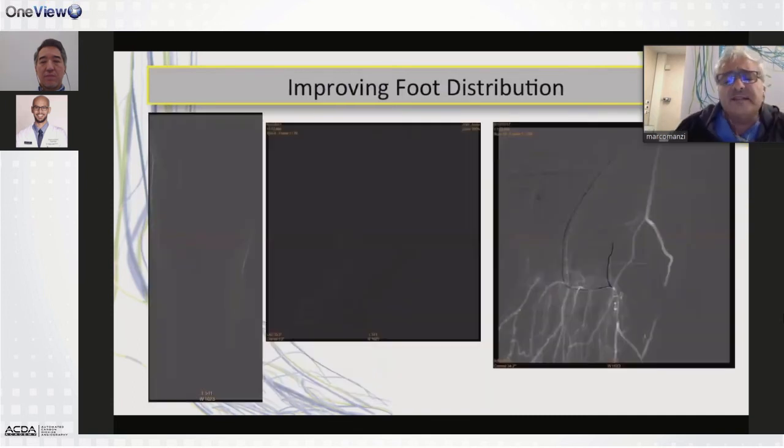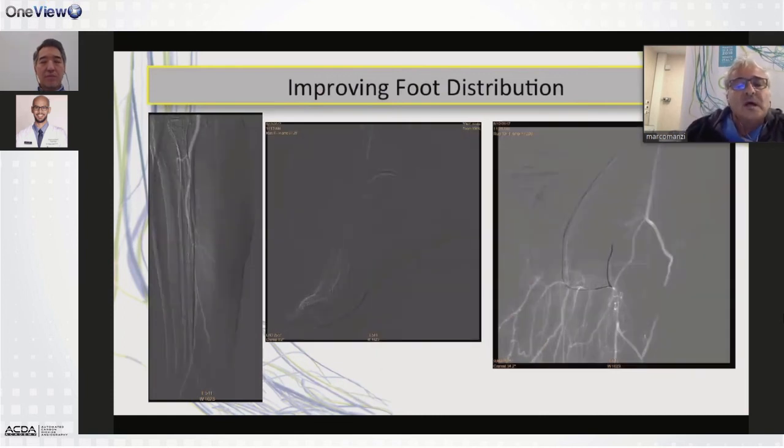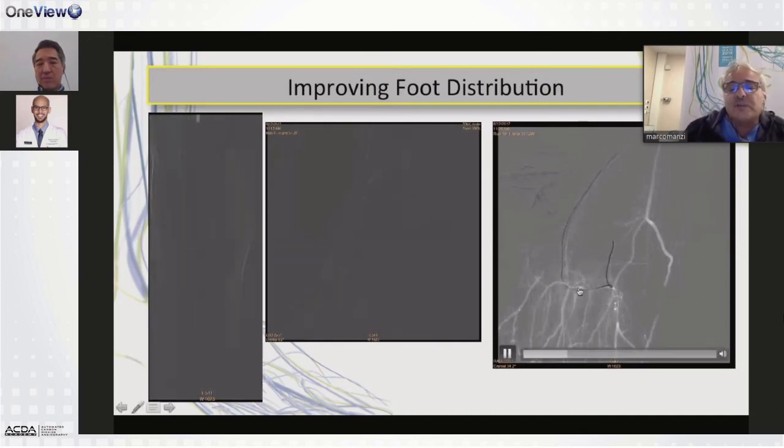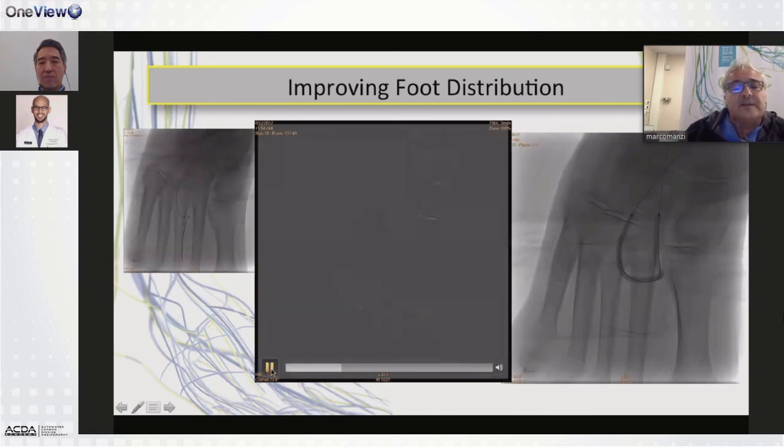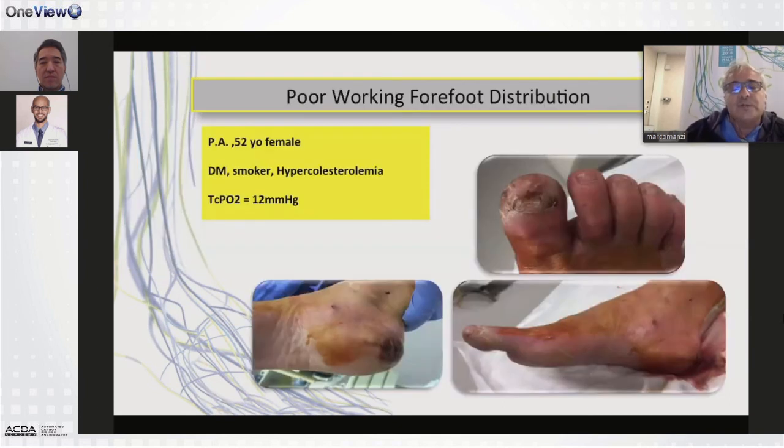Again, in CLI, you can use the same parameters just to study the foot and try to improve the foot distribution with the navigation, just with the support of a smart mask with CO2. So even a smart mask is possible with CO2, and you can have the road mapping for your procedure with CO2 as well. And you can see here the ballooning and the final evaluation in the anteroposterior view with the very nice distribution of CO2 in the forefoot.